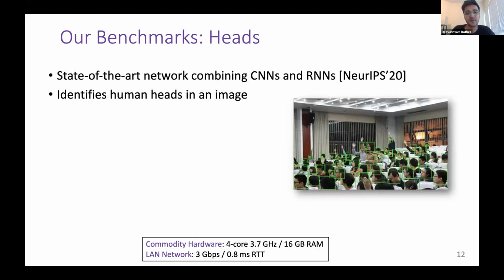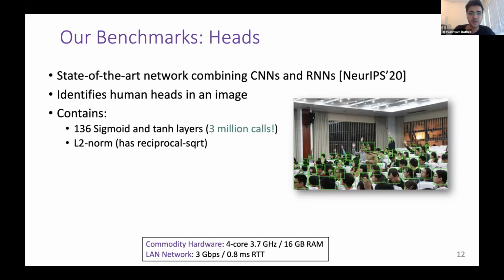Okay, so the largest benchmark we evaluate is the heads benchmark, which is a state-of-the-art network combining CNNs and RNNs. The job of this network is to identify human heads in an image. And this huge network contains 136 sigmoid and tanh layers each, and a total of 3 million calls to both sigmoid and tanh. And this number is actually 3 orders of magnitude larger than the number of sigmoid and tanh instances considered by any of the prior works. And this network also has L2 normalization layers, which use reciprocal of square root.